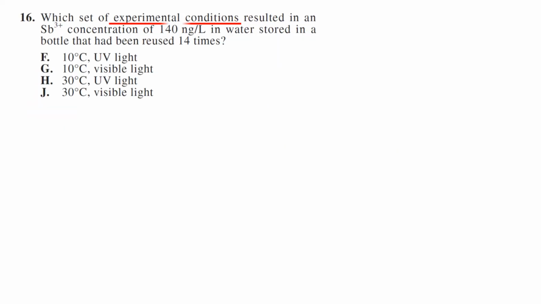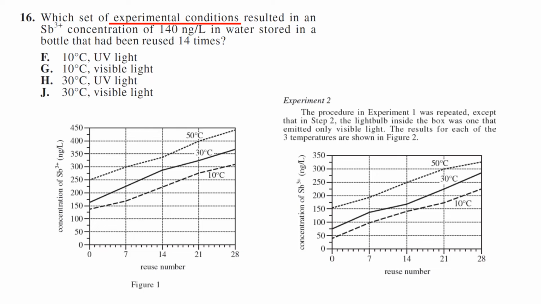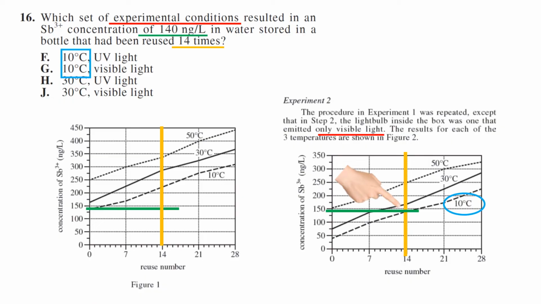Number 16, which of the experimental conditions where you use both experiments resulted in an SP concentration of 140, so the concentration 140, in a bottle that had been reused 14 times, so 14 times. So when we see that, we see this spot right here where they cross, and that's the 10 degrees Celsius line. So we know it's going to be F or G. Now, is that UV light or visible light? And the experiment says it's only visible light, so visible light, so your answer is G.